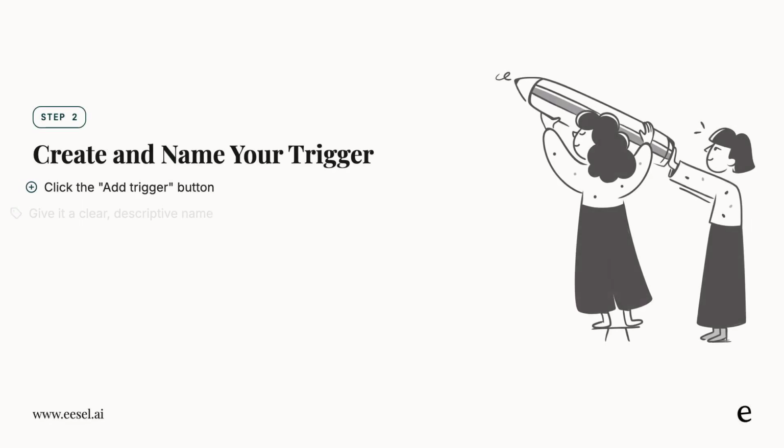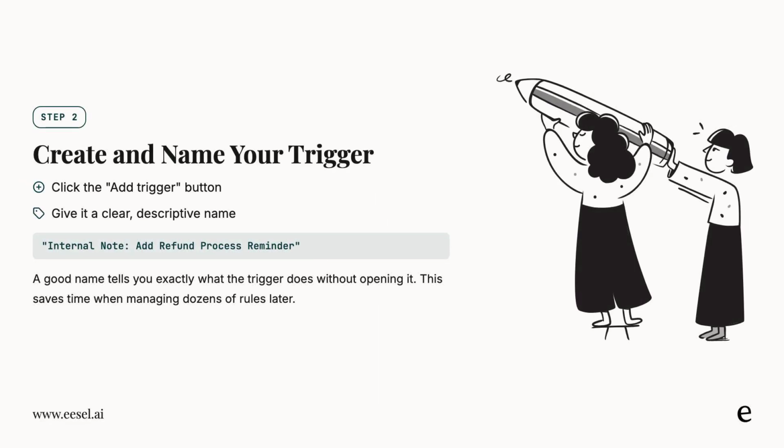Click Add Trigger and give it a descriptive name right away. Something like Internal Note, Add Refund Process Reminder tells anyone looking at your rules list exactly what this trigger does without needing to open it.